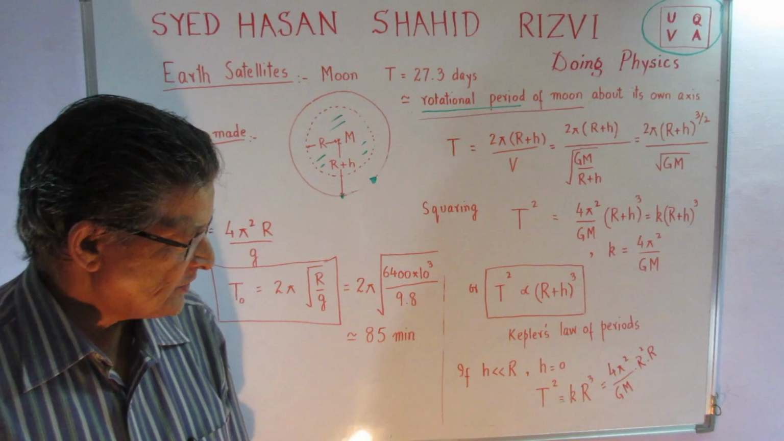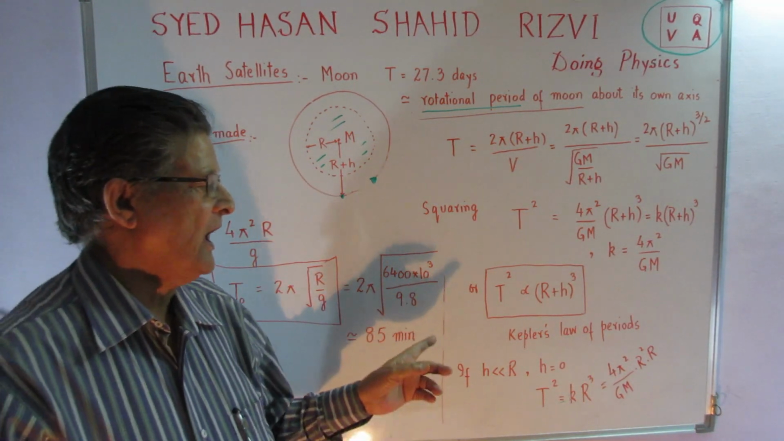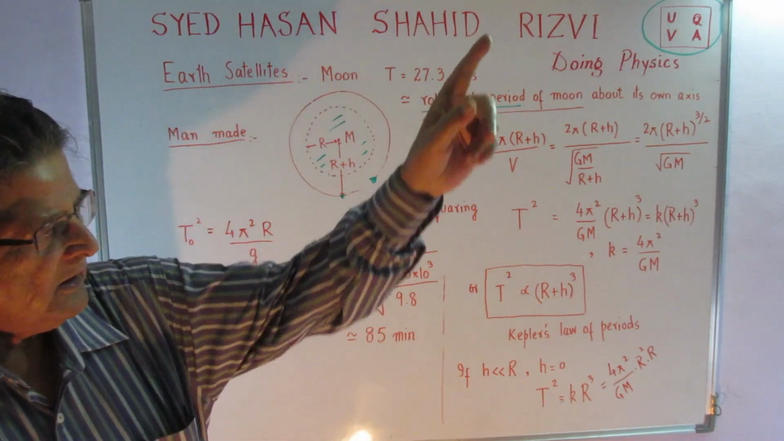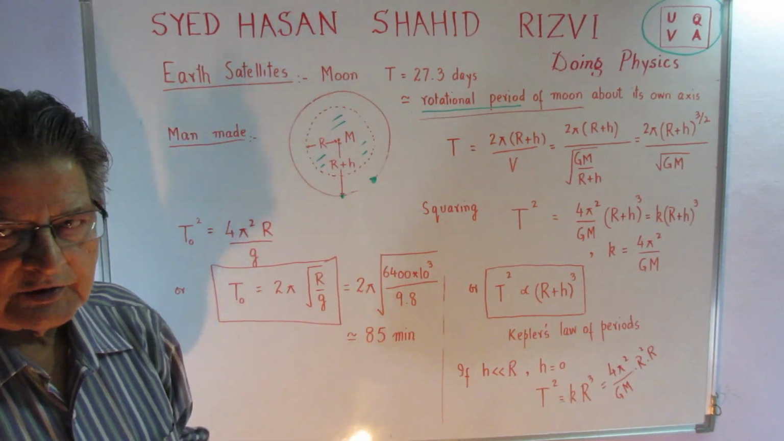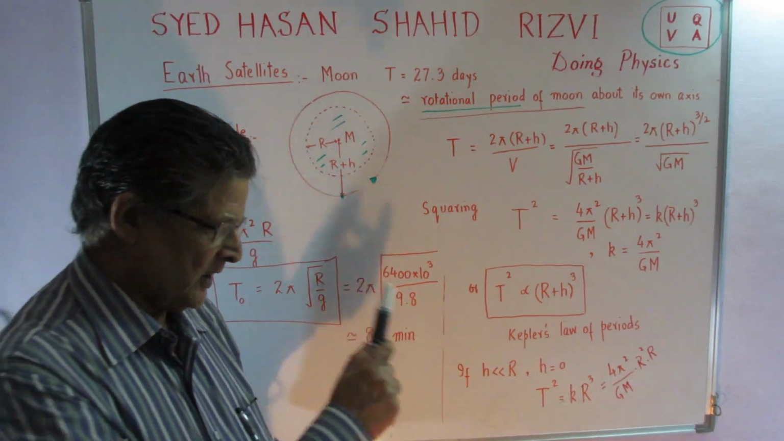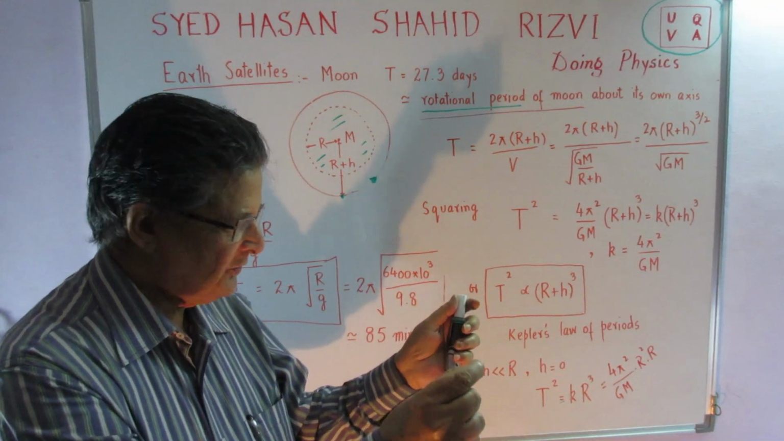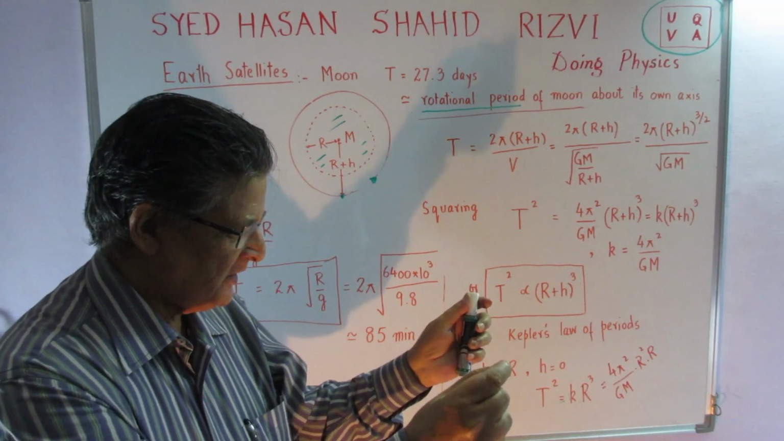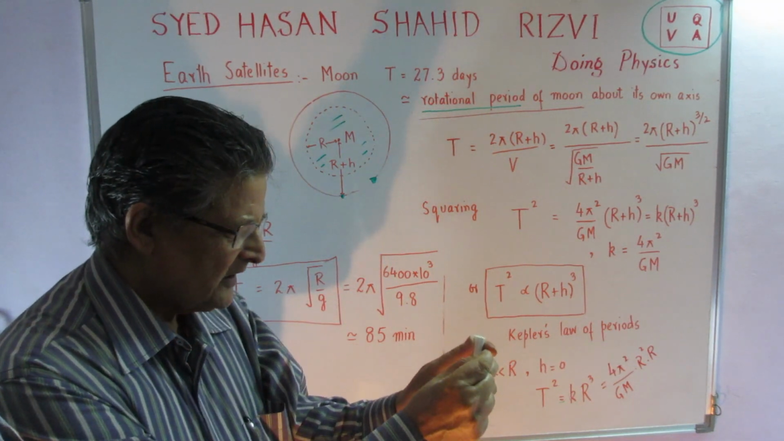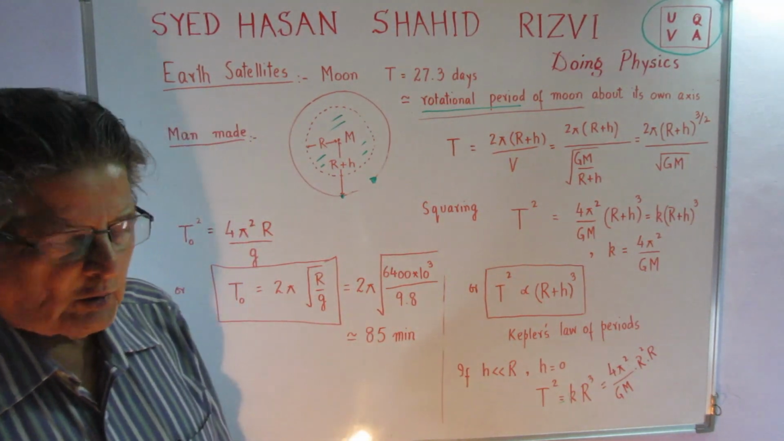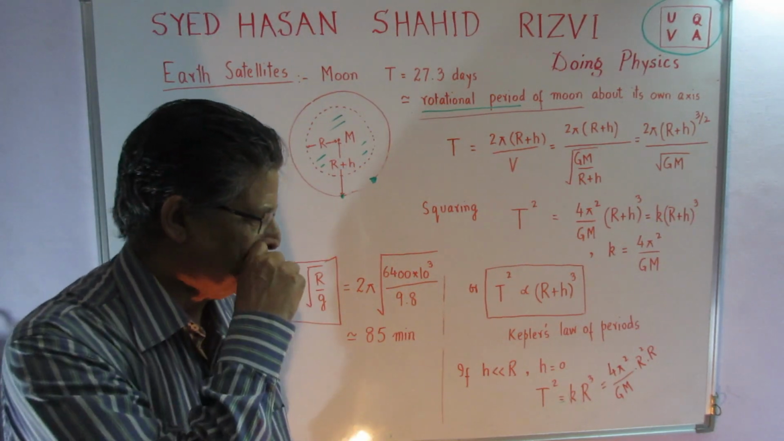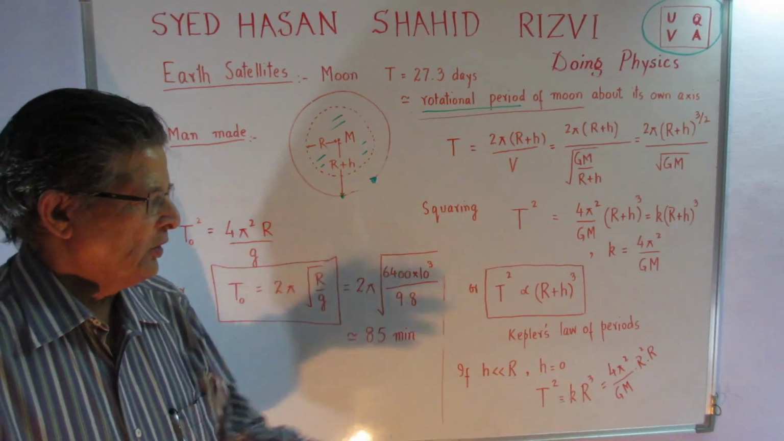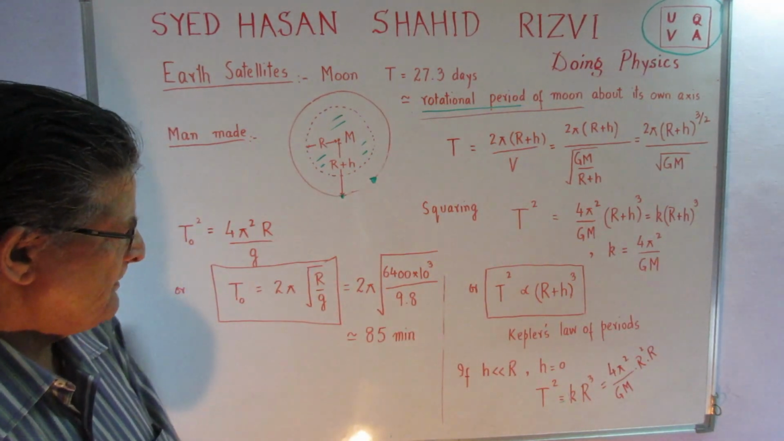Kepler gave us 3 laws. The first law is that all planets travel in elliptical orbits. The sun is situated at one of the 2 foci of the ellipse, and in fact they can come very close. When they overlap each other, then of course it is this thing. Okay. So Kepler's law of periods.